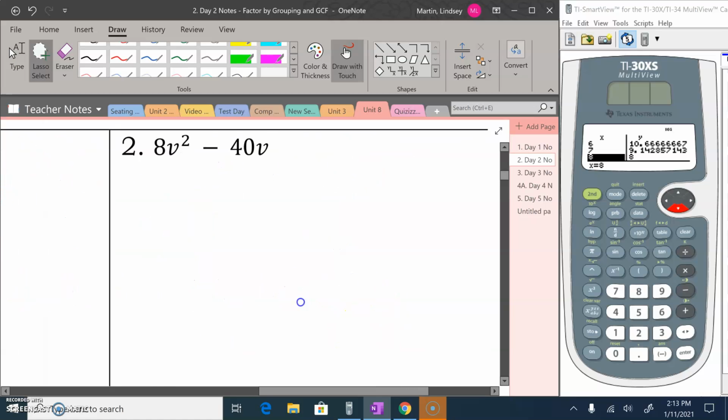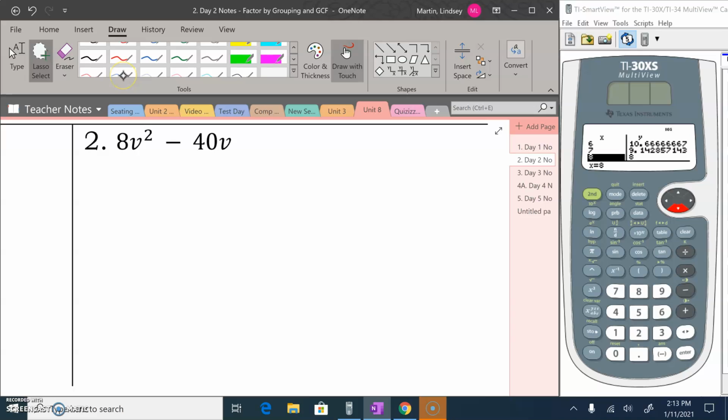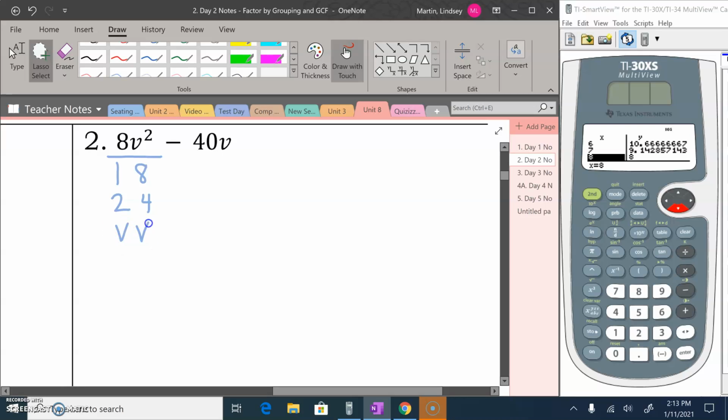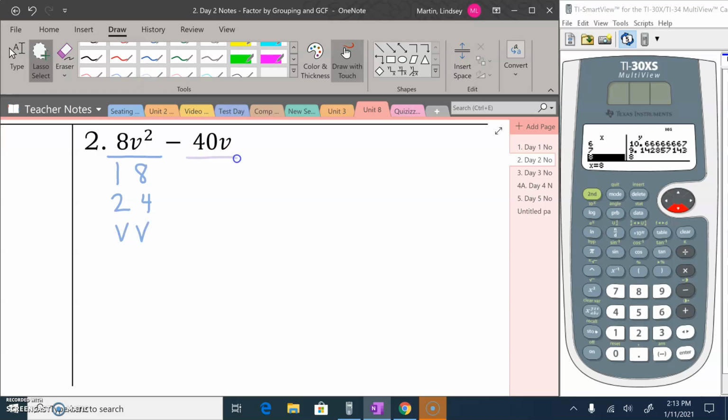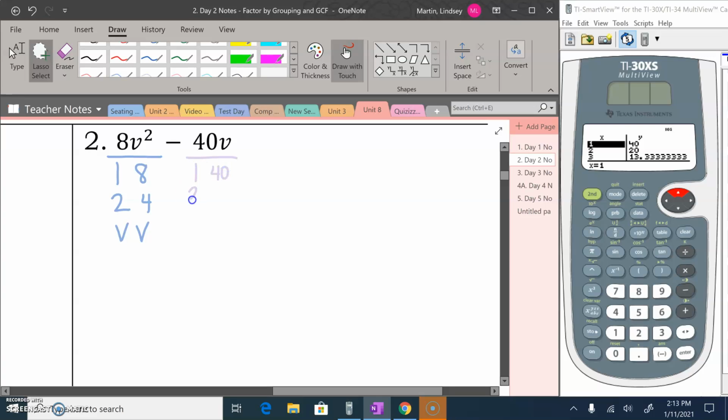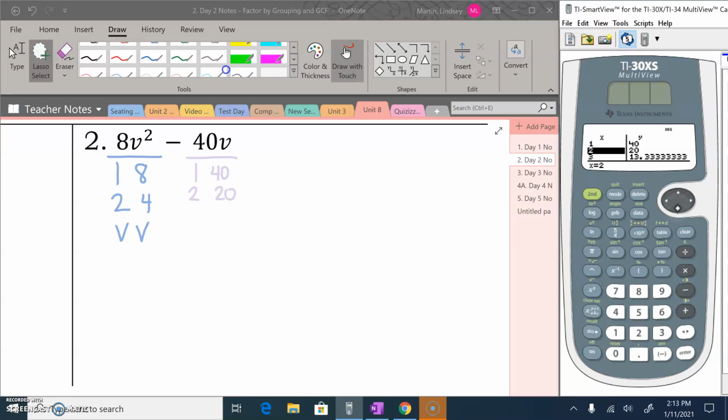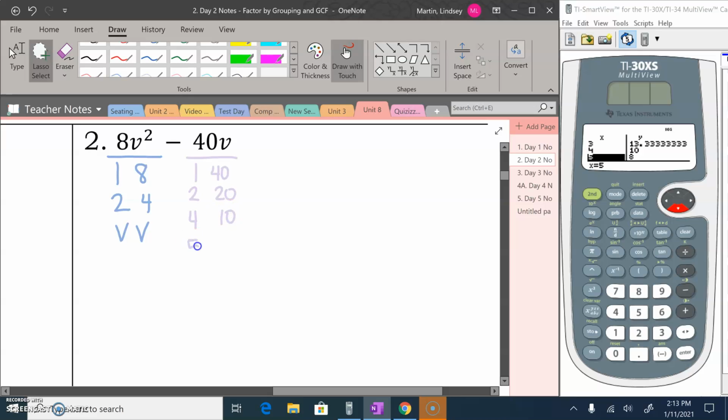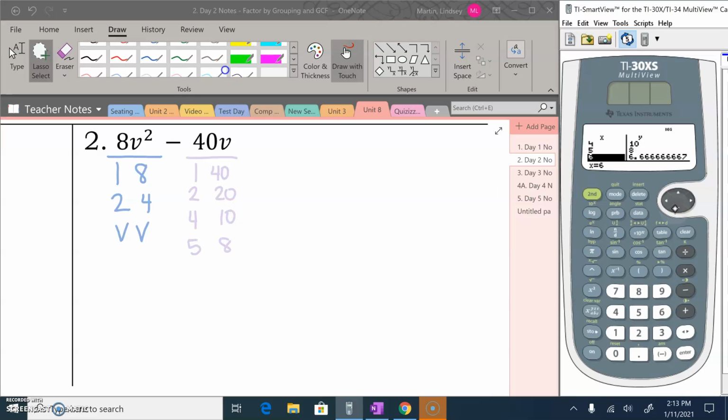Moving on to number 2. I'm going to make my factor pair chart again. I have 1 and 8, 2 and 4, and 2 v's. And for 40, I'm going to put that one in my table so that I can get all my factor pairs. 1 and 40, 2 and 20, 4 and 10, 5 and 8. Keep checking, and then we have a repeat of 8 and 5.